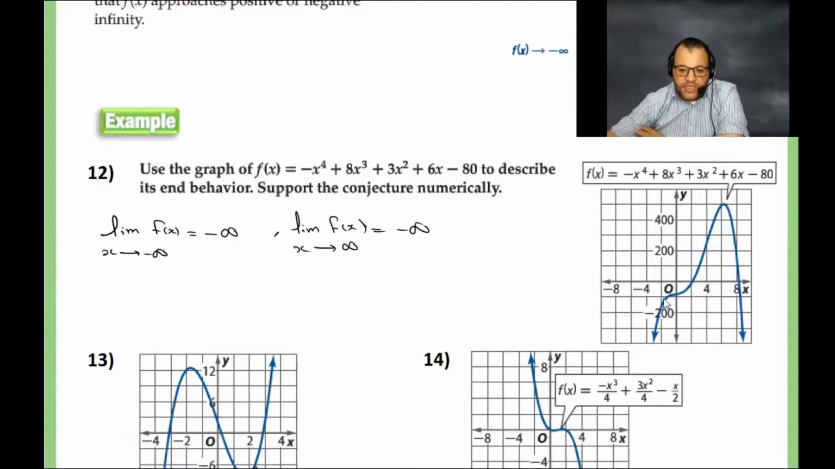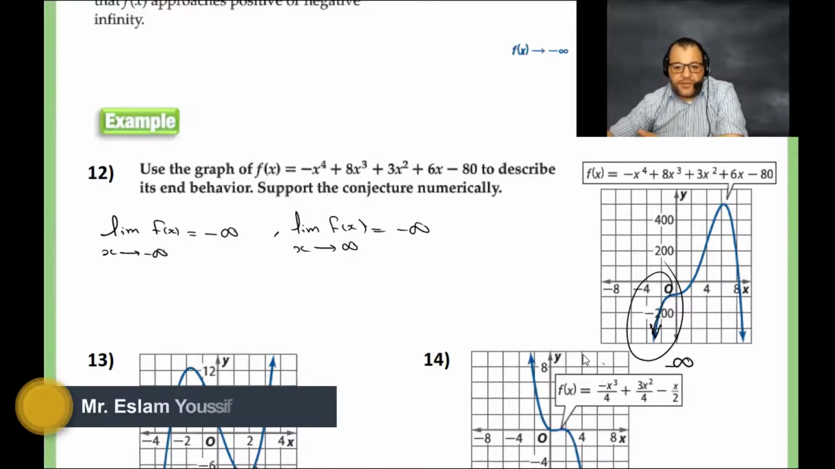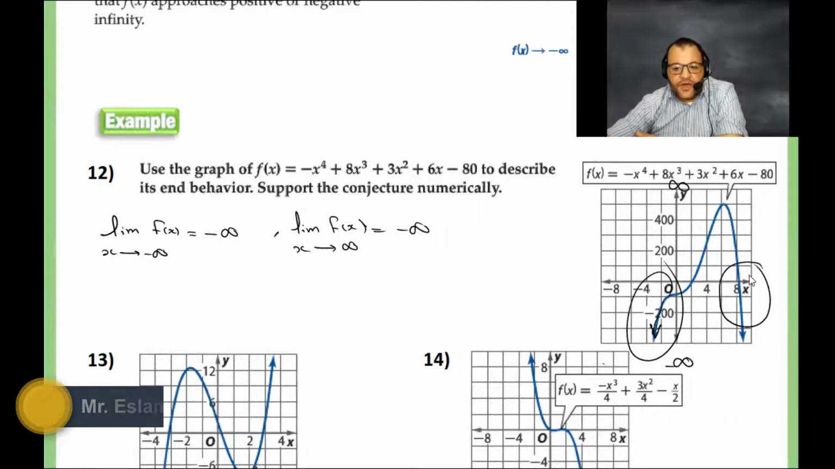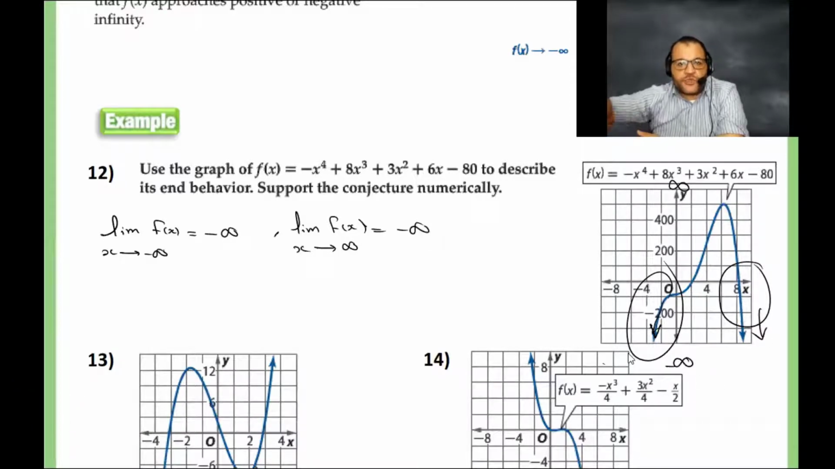That is the left part of the function. The left part of the function is going down. What is the meaning of going down? It means it's going to negative infinity. If the function is going up, it means it's going to positive infinity. From the right side, you will find the function is also going down. Going down means going to negative infinity.